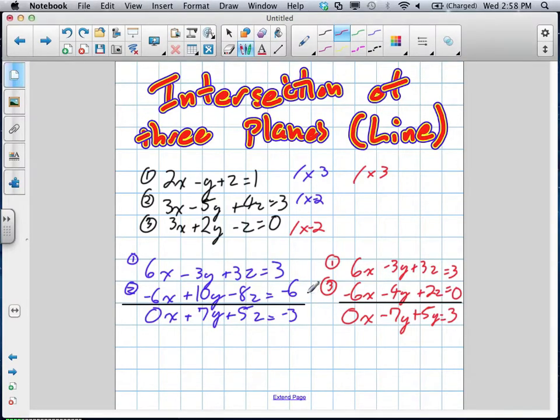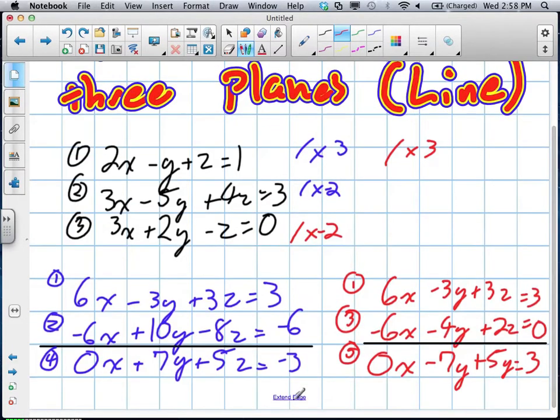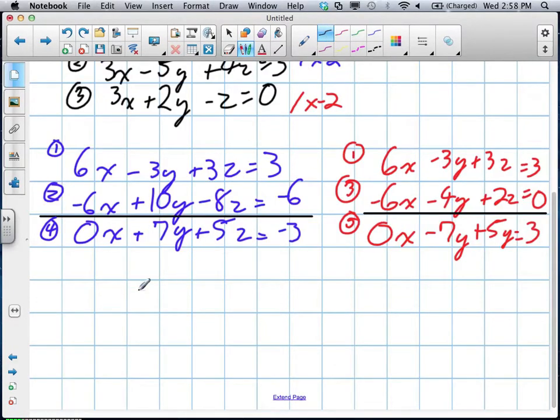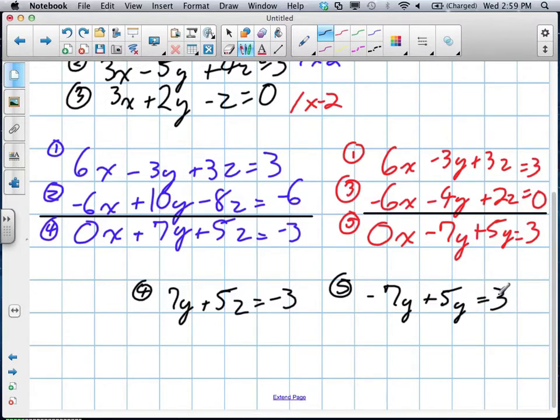Okay, so this now gives us 2 new equations. We'll call the blue one equation 4 and the red one equation 5, and we'll zoom back in a second here. So really, the way we can write those 2 equations, 7y plus 5z is equal to negative 3, and negative 7y plus 5z is equal to 3. So we have these 2 new equations. We're going to do the exact same thing to eliminate our y variable. That's supposed to be a z, not a y, in the second equation.